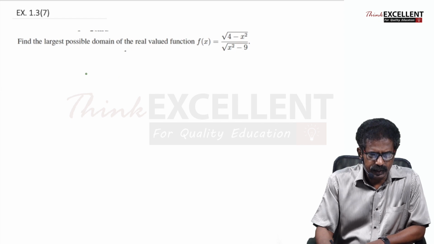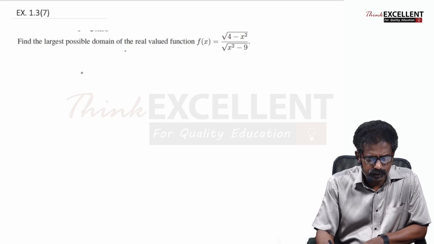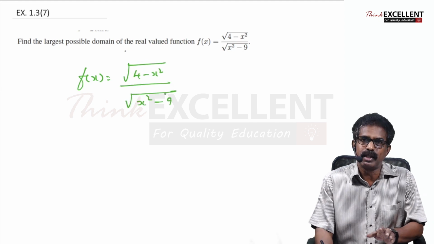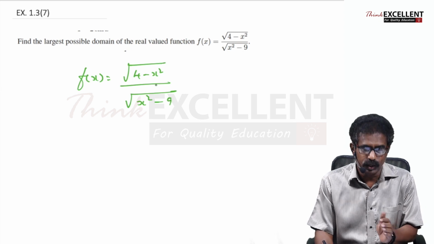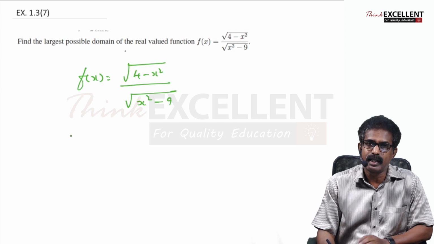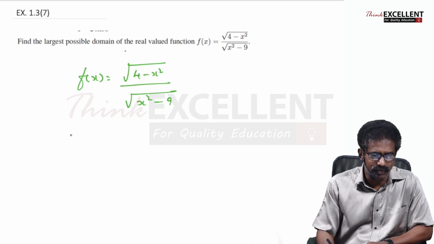Okay, now let's go for the next question, similar question. So f of x equal to root of 4 minus x square by root of x square minus 9. Similar question, numerator root, denominator root. We have to find what? Domain. So, you know, already we did one sum, so I think we can go a little fast, right?